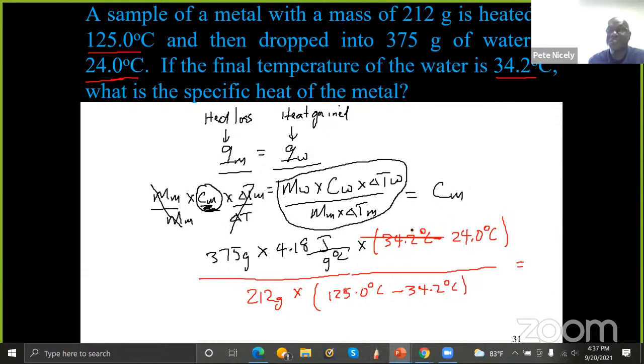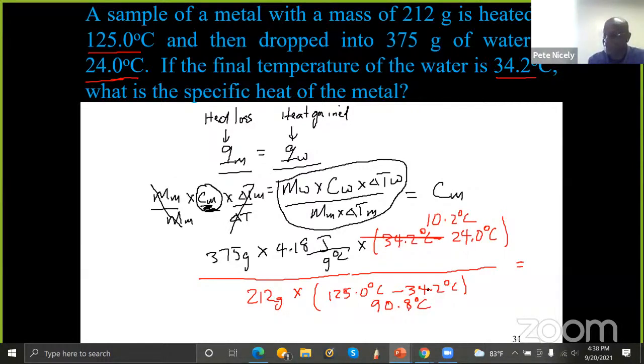Of course, you'll work out what's in the parentheses first. So let me do that. 34.2 minus 24.0. So according to my calculations, this part here is equal to 10.2 degrees Celsius. And then for 125.0 minus 34.2, that part is going to be equal to 90.8 degrees Celsius. And then we have to do the rest.